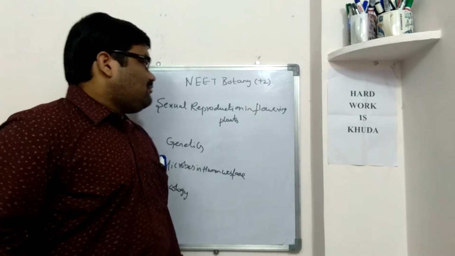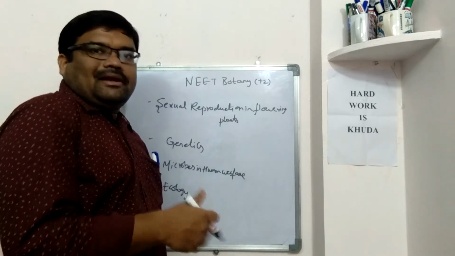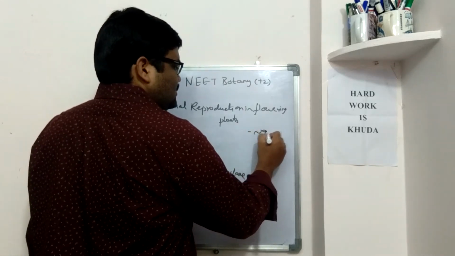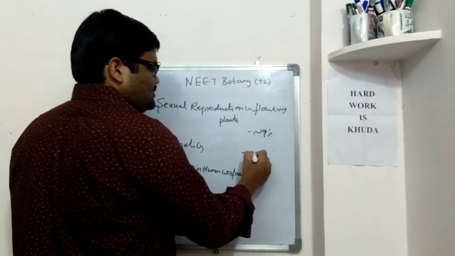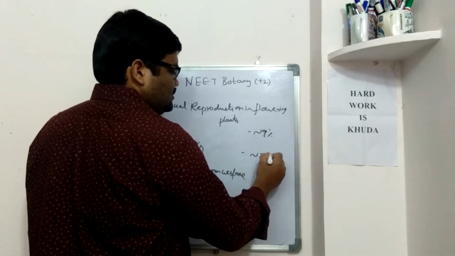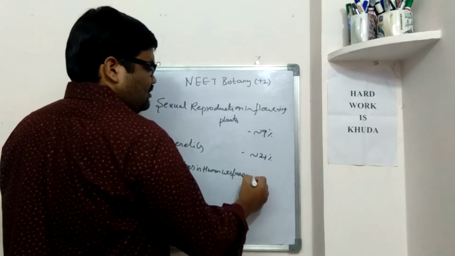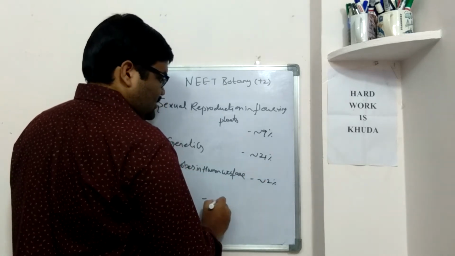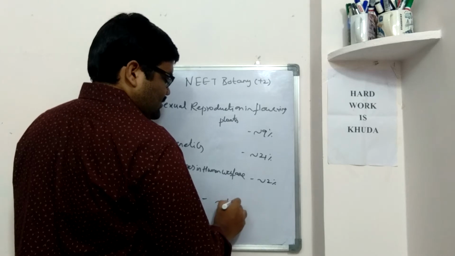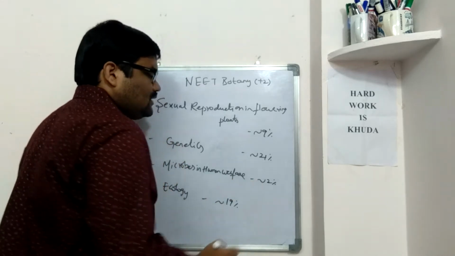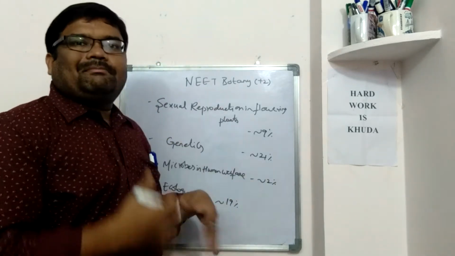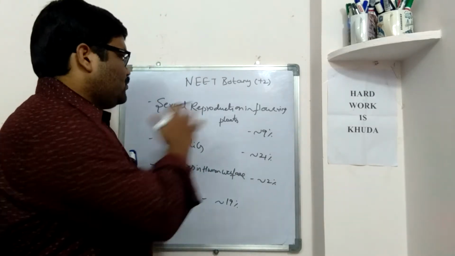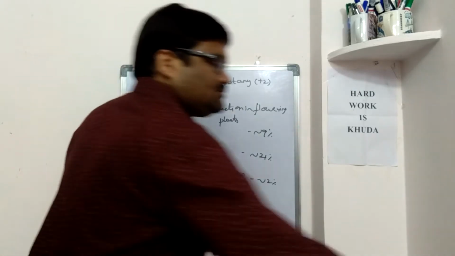Sexual reproduction in flowering plants, the predicted chapter weightage is around 9%. Whereas for genetics it is nearly 21%. For microbes in human welfare it is around 2%. Ecology is nearly around 19%. That is the predicted chapter wise weightage of NEET +2 botany. Okay, let us discuss one by one.